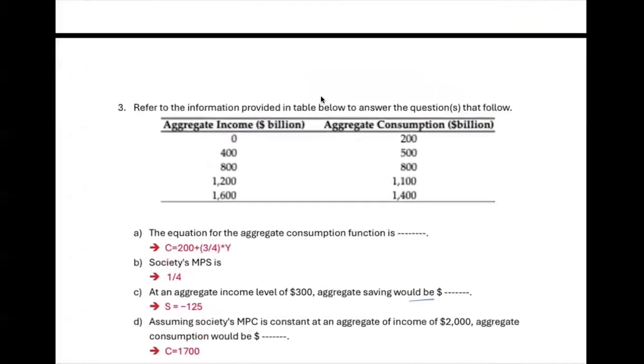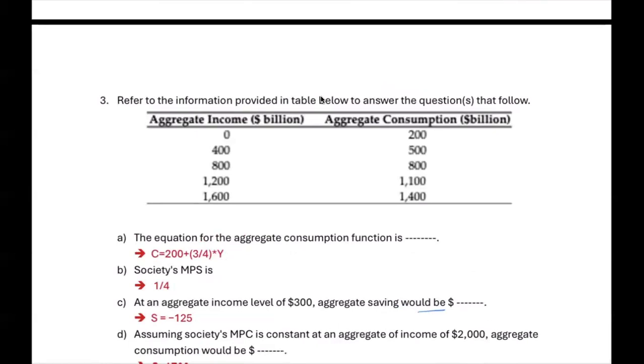Okay, and question 3. Different from question 1, question 3 gives you a table. In most cases, the table also tells you a linear relationship between aggregate saving and aggregate consumption, but sometimes it would be a non-linear form. If you're worried about a non-linear relationship between aggregate income and aggregate consumption, you can draw a graph of it. But in this question, it's just linear.